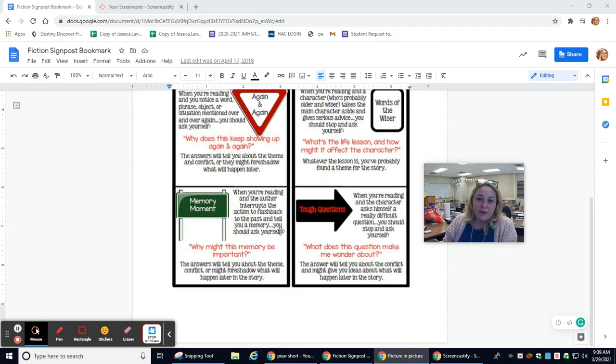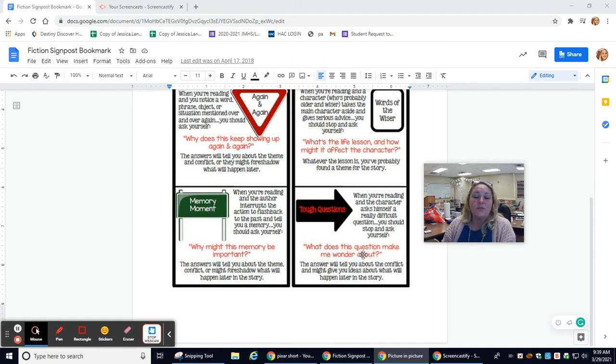Flashbacks are always important. There's a reason that they're showing you that memory. So why would the memory of Snape being in love with Harry Potter's mother be important to Harry and Snape's relationship? Right? So that memory moment, that's how I would turn that red question into a specific level 2 question. And then this is not tough questions that you, the reader, ask. It's tough questions that the character asks.